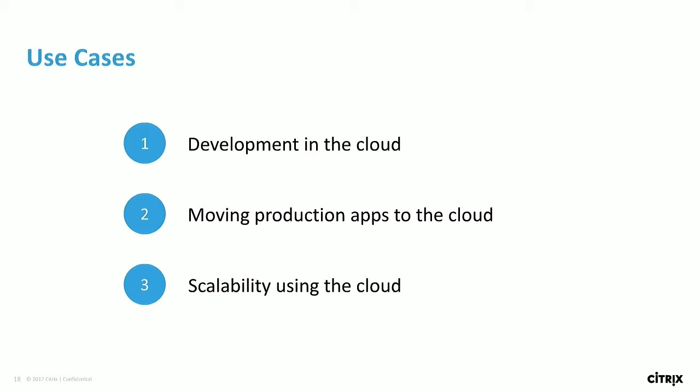Second is moving production apps to the cloud. In case of production apps, they'll keep some apps on-prem. They'll pull some apps on the cloud. They'll refactor these apps to make them more efficient, and so on, right?